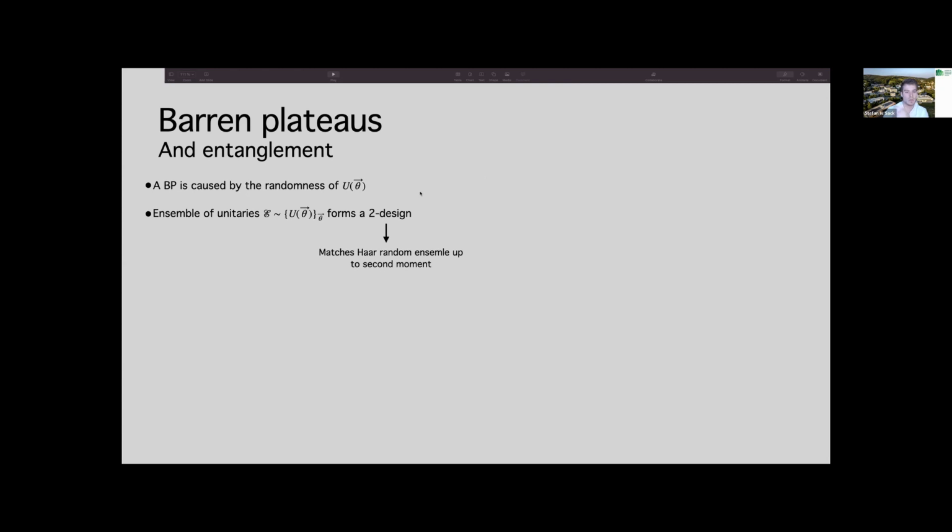What people say is that the unitary ensemble, so the different unitaries that you obtain when you choose different initializations, needs to form a so-called t = 2 design for a Barren Plateau. This just means that you match the Haar random ensemble up to the second moment. So basically you just have a bunch of random matrices. And the randomness, in fact, can also be captured by the entanglement entropy that is present in the circuit.